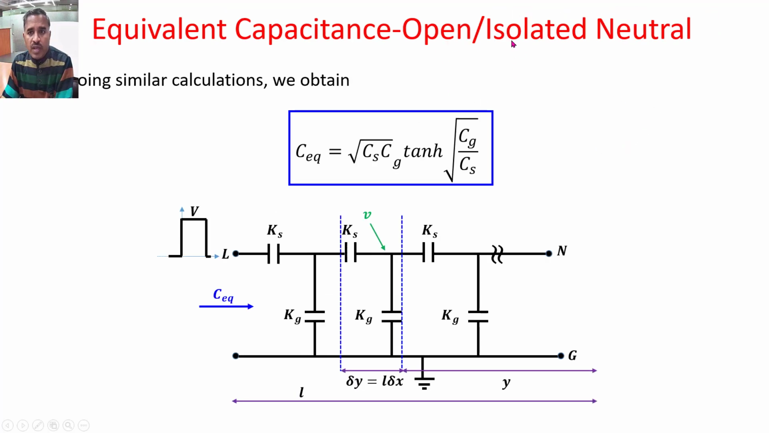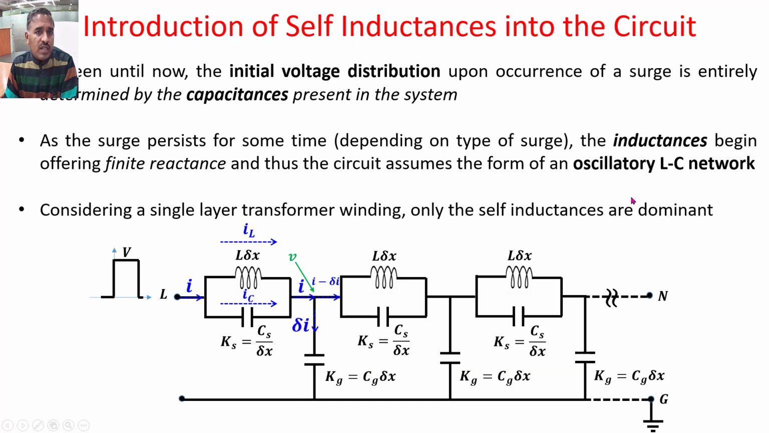But similarly, for the open or isolated neutral case also, if we simplify, instead of cot h, we will get tan h. That is the only difference. You can do that simplification and see. In this case, the neutral is not grounded, but open or isolated. So, this is how the equivalent capacitance will turn out to be in that case.